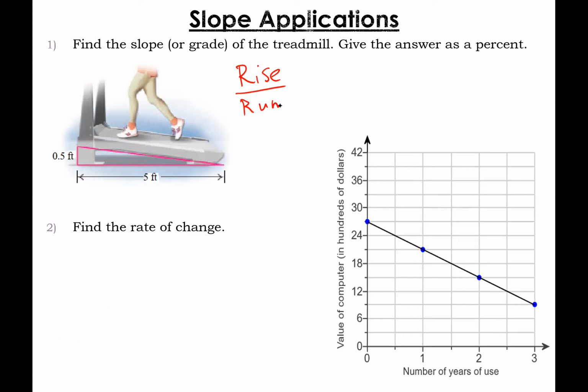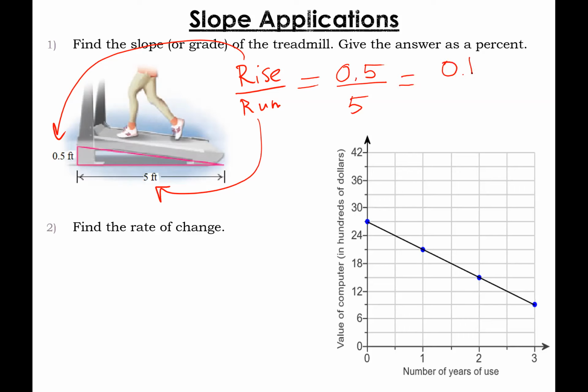Okay, so the rise, that's this up and down, this vertical distance, the 0.5. So 0.5 over, and then the run, that's the 5. So 0.5 over 5. You can use your calculator, just divide this. We're getting 0.1. So that's kind of unusual to have a decimal answer, but it is one way to talk about steepness.